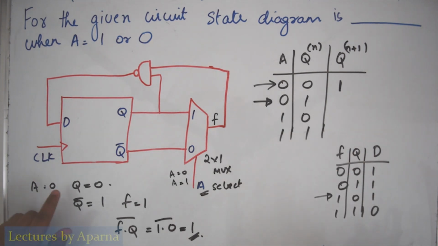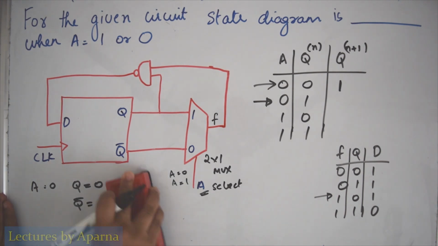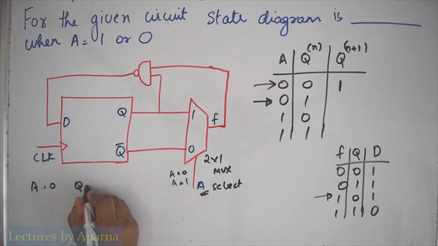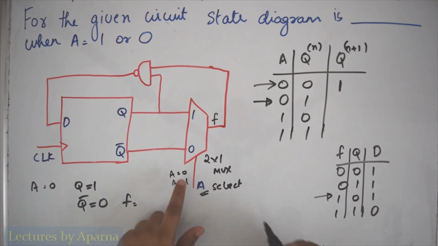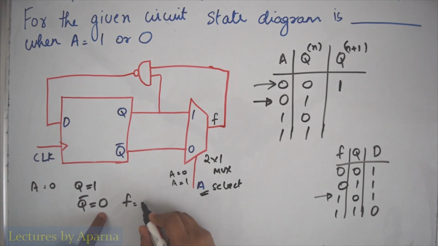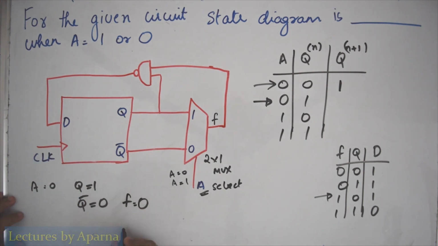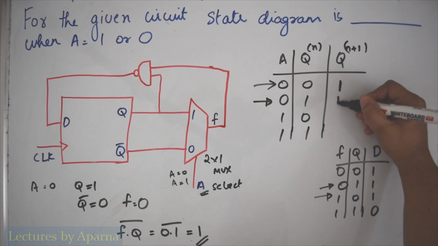Next is A equal to 0 and Q equal to 1. Q equal to 1, therefore Q bar will be 0. F will be, since A is 0, the data that is present at Q bar will appear at F. So F will be 0. Now I have to NAND F and Q, which will be 0 dot 1. NAND operation of 0 and 1 will be 1. This 1 will appear here.